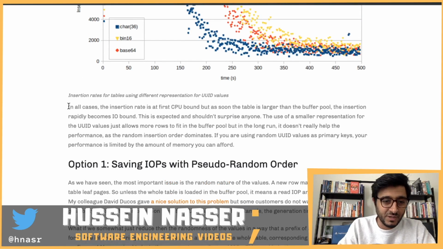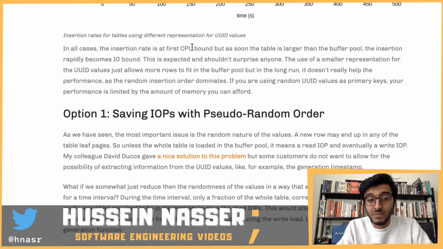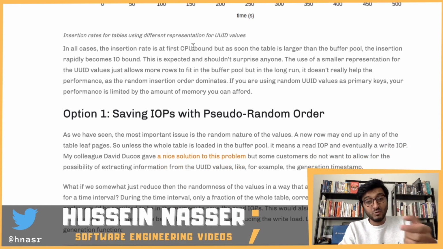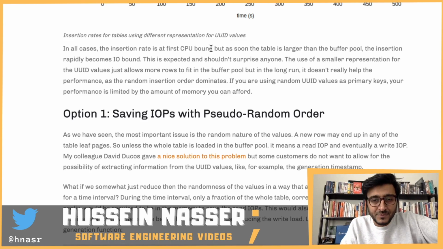Let's read through here. In all cases, the insertion rate is at first CPU bound, the memory. When we talked about it, we only read the page from disk and put it in memory, and then we write to memory, so at this point we're just using the CPU.